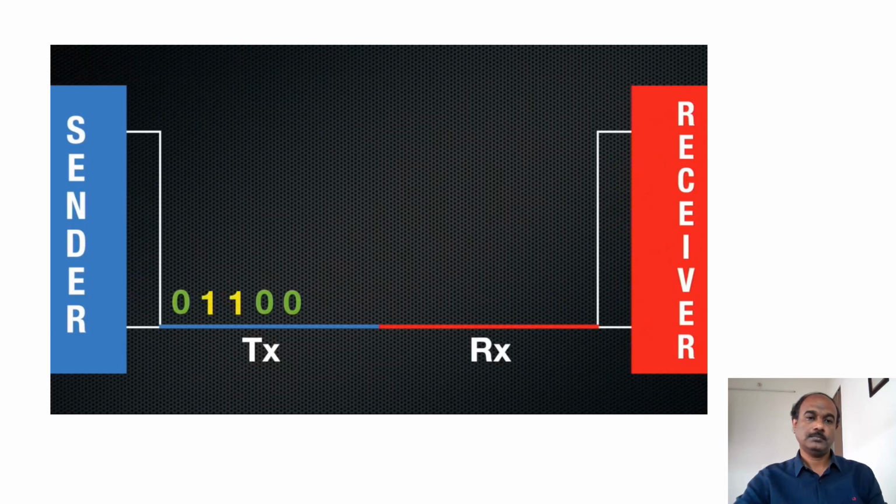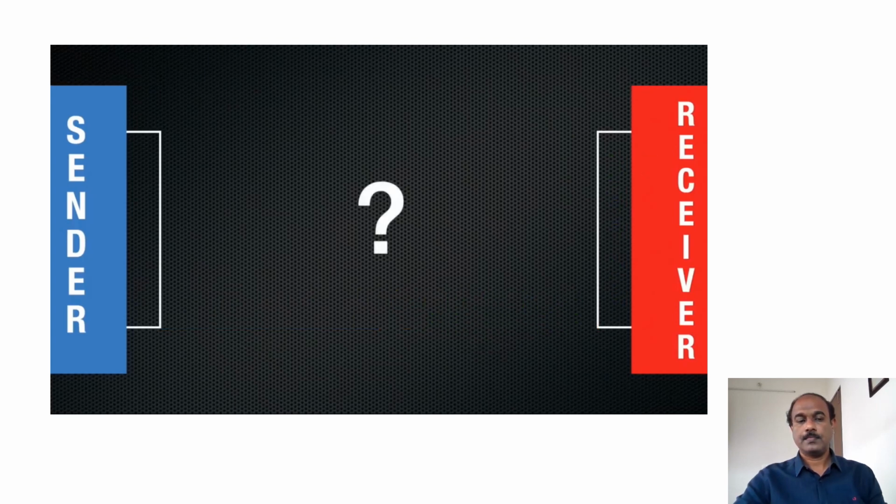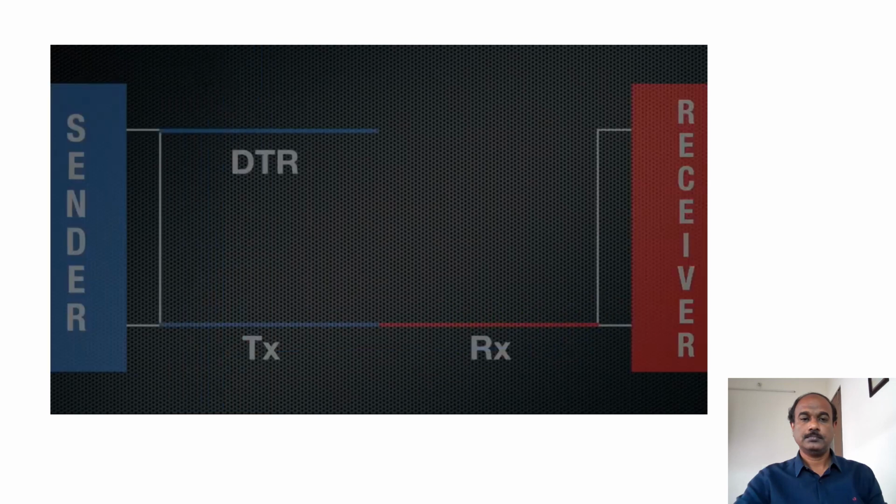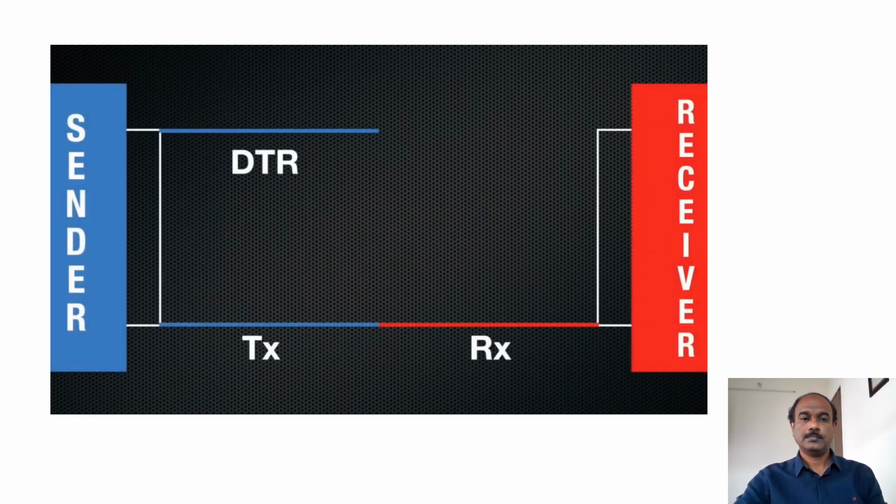But the designers of the RS-232 specification asked a few basic questions. What if, for example, the receiver is missing? In our simple case, the sender would continue to transmit the data to nowhere. So the RS-232 designers added a control wire, which tells the sender that the receiver is there.